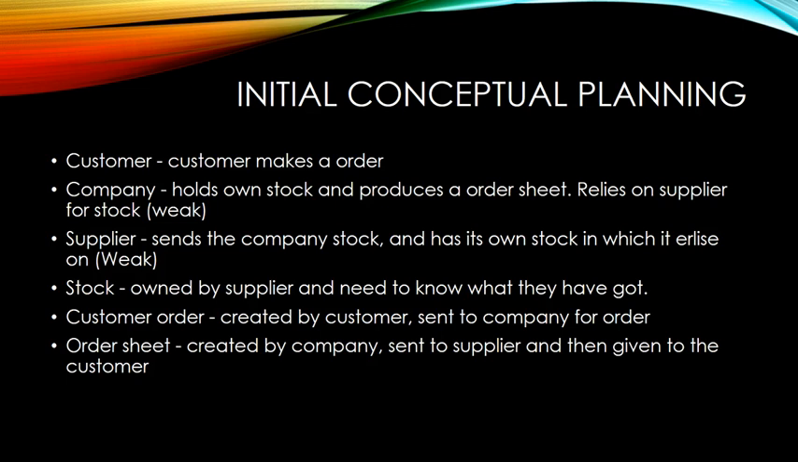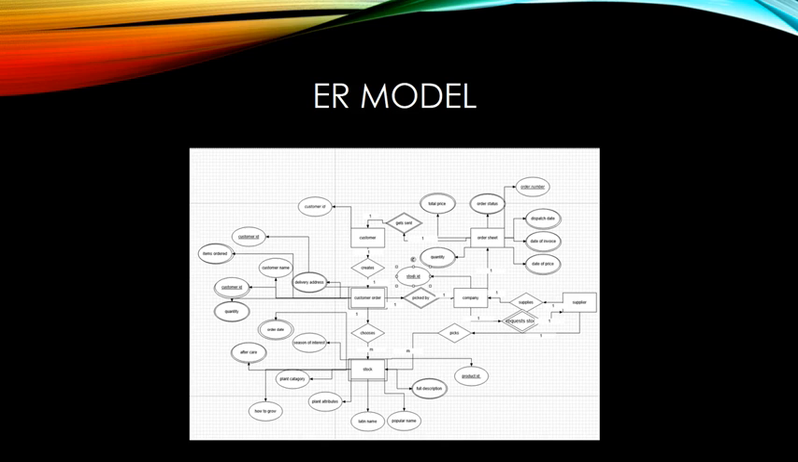Then we have the order sheet, which is created by the company and goes to the supplier so that the supplier knows what to get the company. It is also given back to the company, which then gives it to the customer because they need to know what they're buying. Finally, we have our ER model, which is fully complete, showing the relationships, how they're related, and all the attributes, with the primary keys underlined.